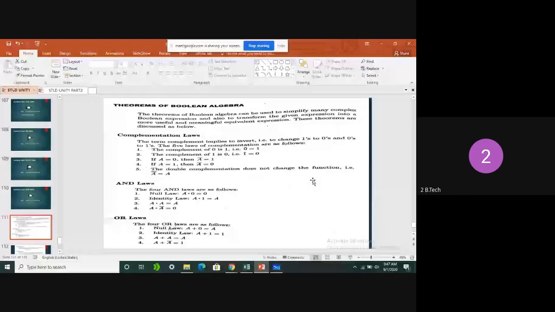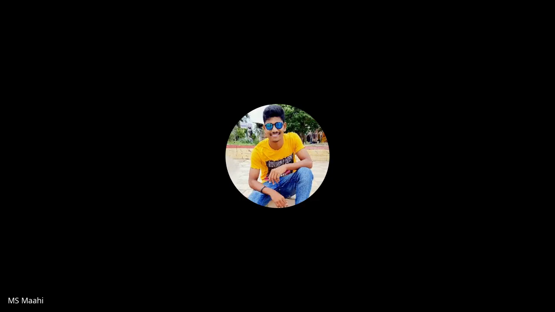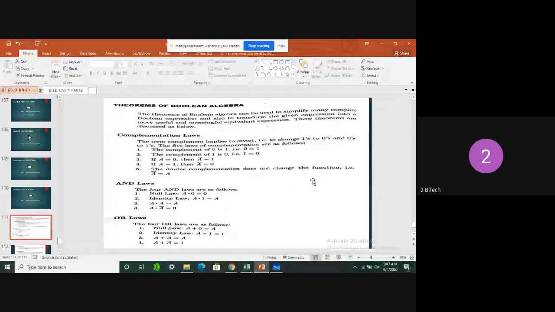Similarly, if you are representing it in terms of letters, variables, if you take A, it can be 1 or 0, it can take any logic. Is that clear, all of you? If A equals 0, A bar obviously will become 1. A bar equals 1. Similarly, another law is: if A equals 1, A bar is obviously 0.